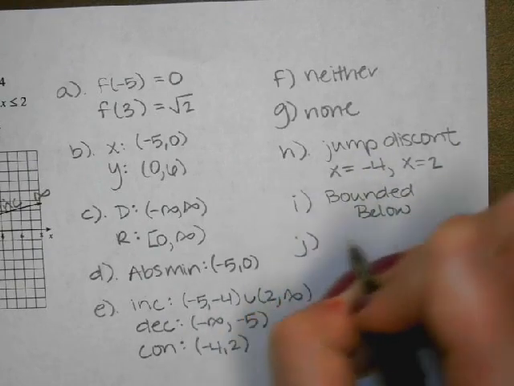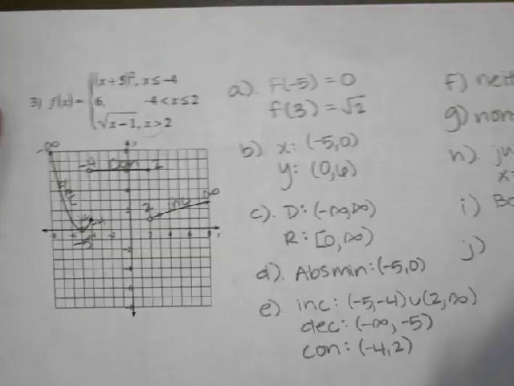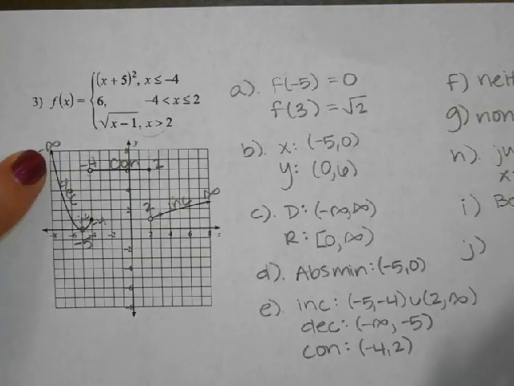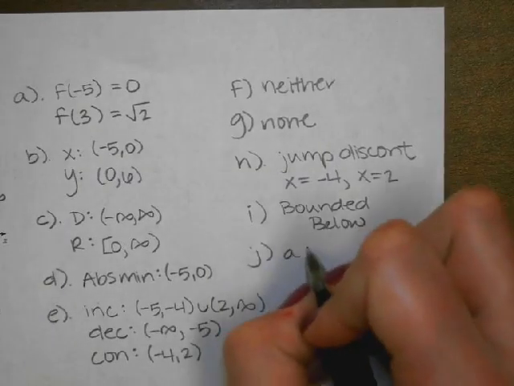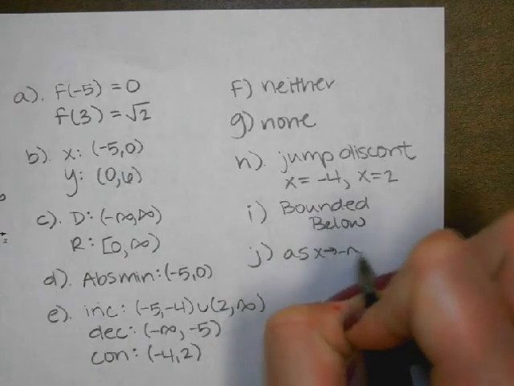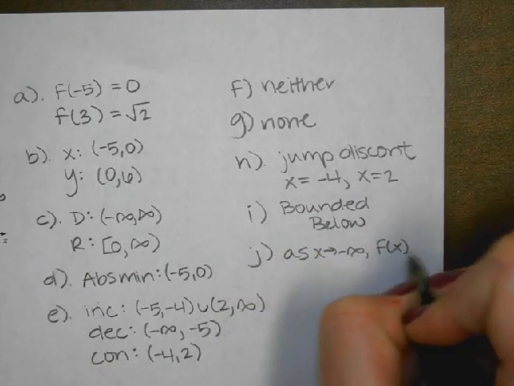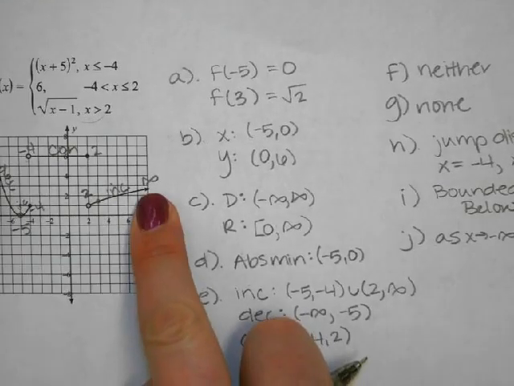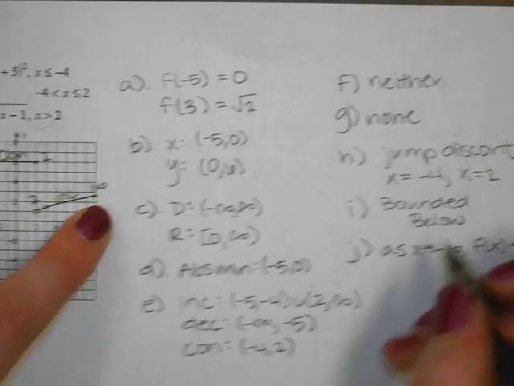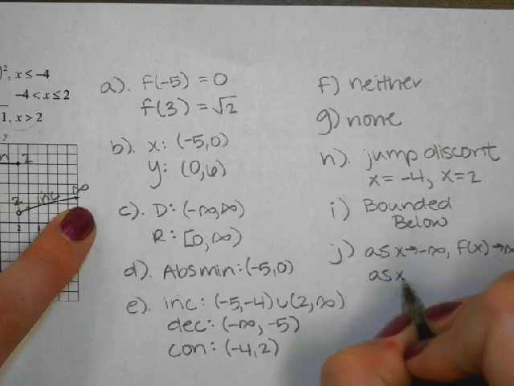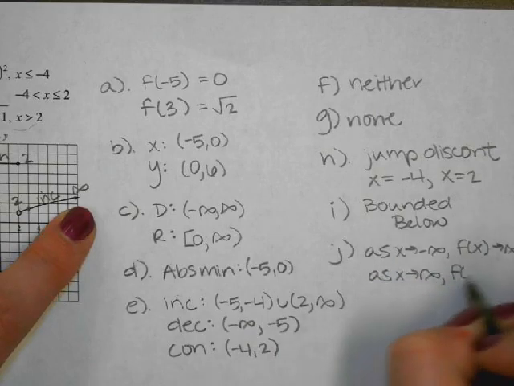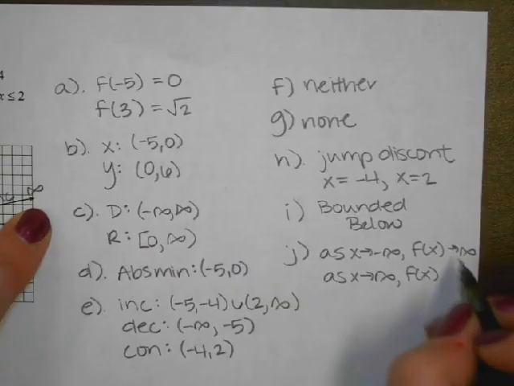And then last, we want to do the end behavior. So as we look to the very left side of the graph, as x goes left forever, the y-coordinate is going up. And as we look to the right side of the graph, the y value is also going up. So as x goes to positive infinity, f of x also goes to positive infinity.